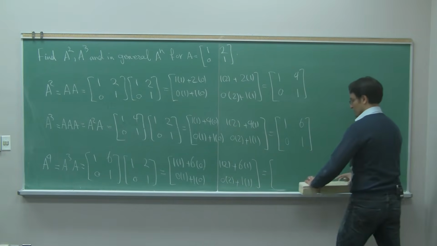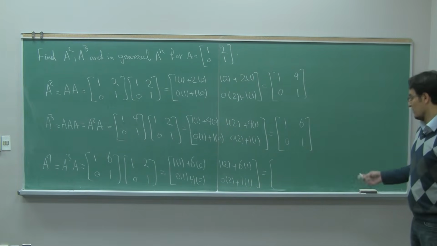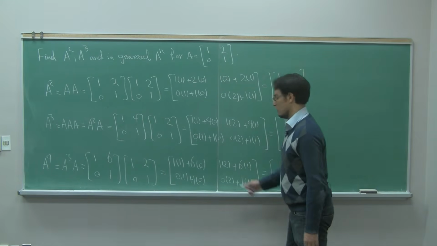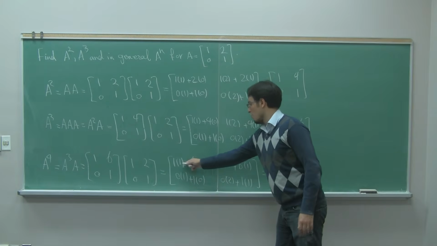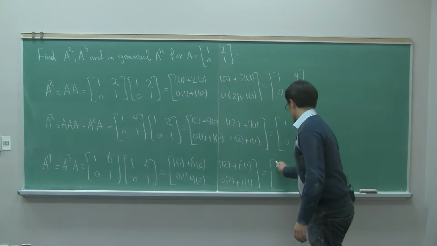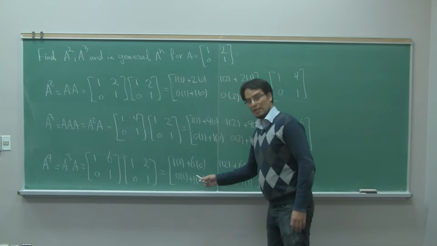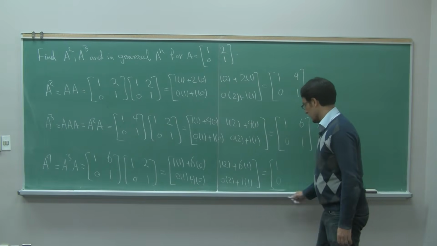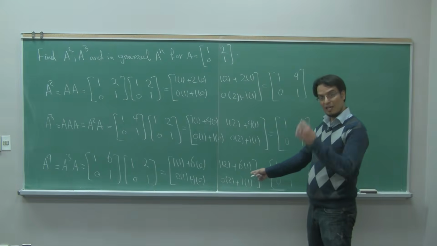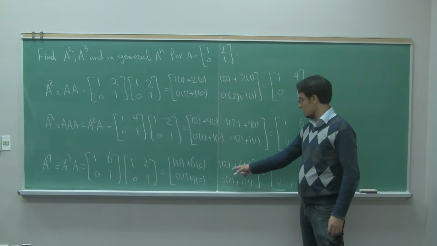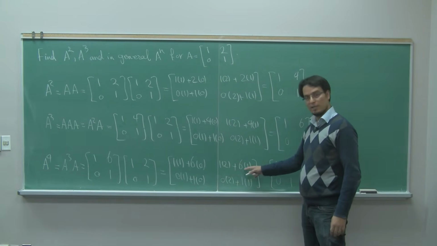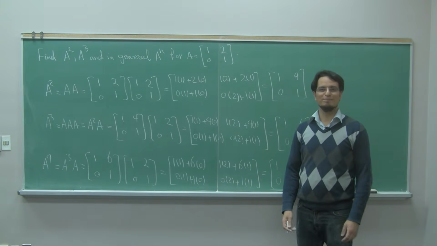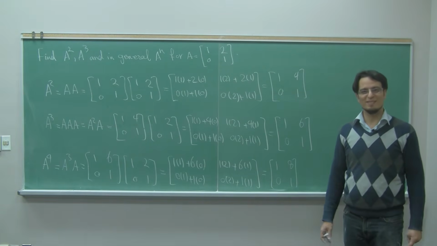Well, let's see if the pattern that we found is correct here. The 1,1 entry is 1 again. The 2,1 entry is 0 again. The 2,2 entry is 1. And look at the 1,2 entry. It's 2 plus 6, 8. Well, it seems that the pattern is correct.